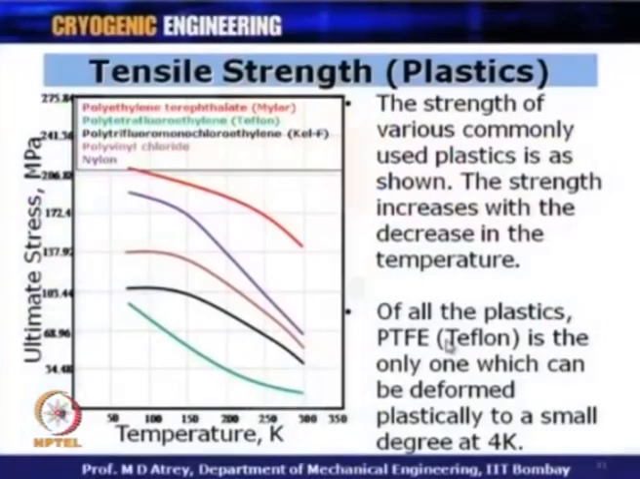All right. So, as we saw earlier that the mostly used metal is stainless steel. Similarly, we can say that PTFE is the mostly used plastic in cryogenic applications, because it has good strength at lower temperature, and at the same time it retains its plasticity at lower temperature.